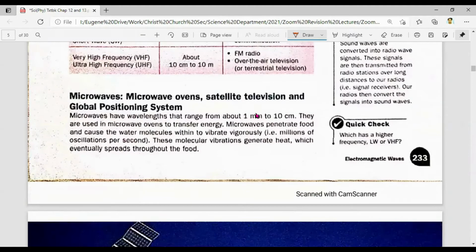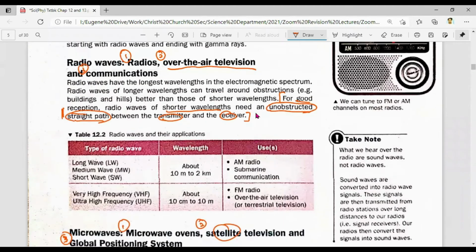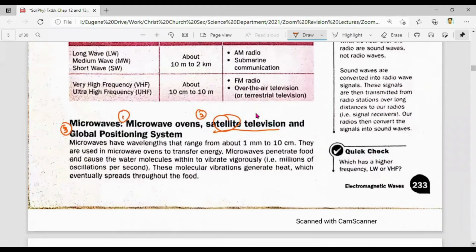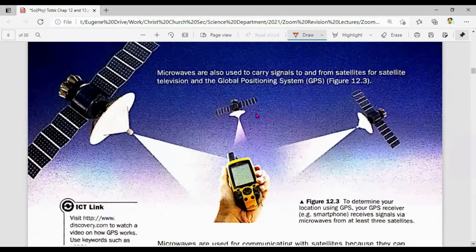Next, microwaves. What are they used for? Obviously, first one, microwave oven. Now, this one here is satellite TV. So any satellite communications, even GPS also uses satellites. So anything that deals with satellites is generally done by microwaves. I'd like you to take note, there's a difference between satellite TV and over-the-air TV. They are different things. If you see over-the-air television, radio waves. If you see satellite television, generally you put microwaves. So do take note of that. Okay, so that's the application of microwaves.